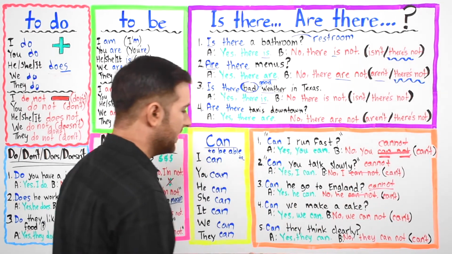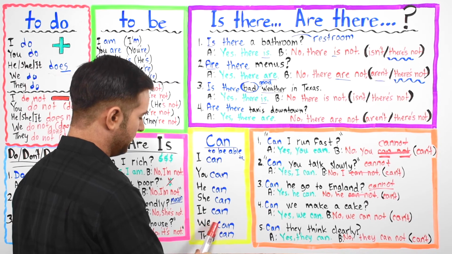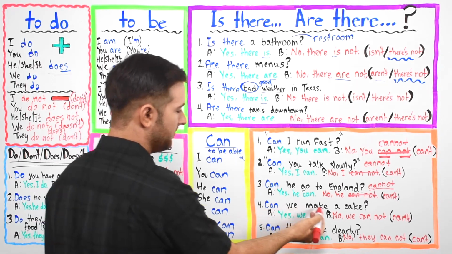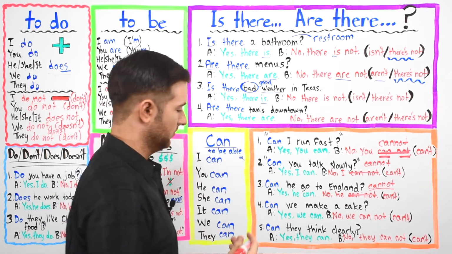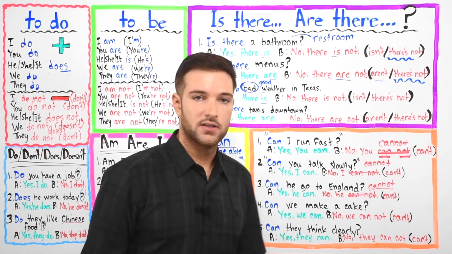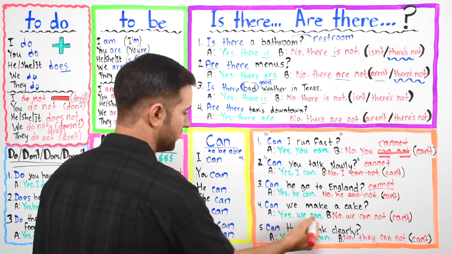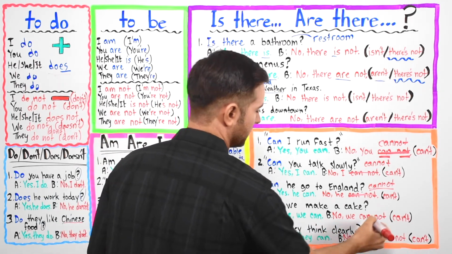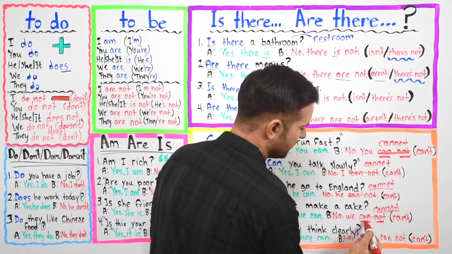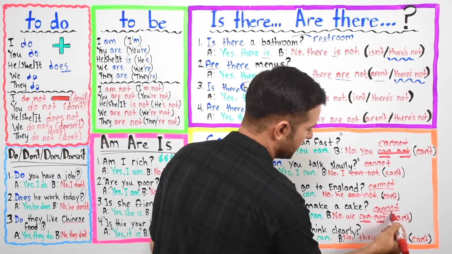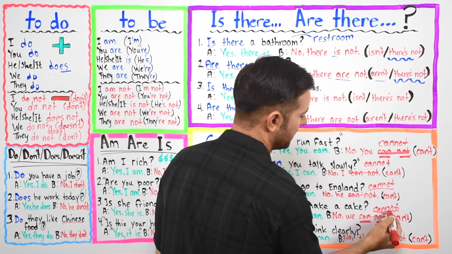Number 4, can we make a cake? Okay, so we have we can. Can we make a cake? Like a birthday cake or a wedding cake, or a cake is usually made for a celebration, right? So can we make a cake? Yes, we can, or no, we cannot, or no, we can't. Again, we'll put it in one word. You can have one word right here, or you can have it in 2 words.